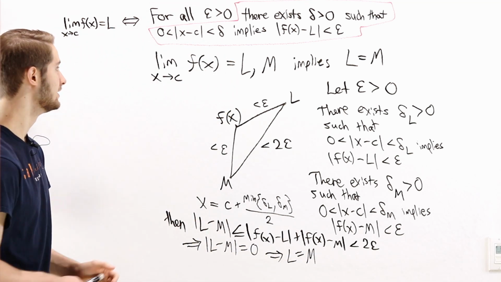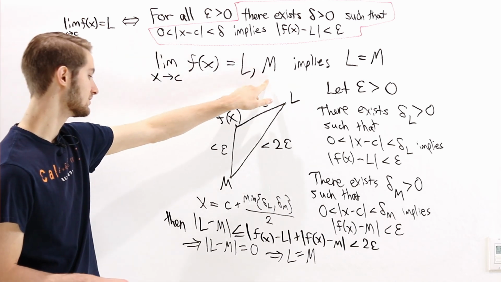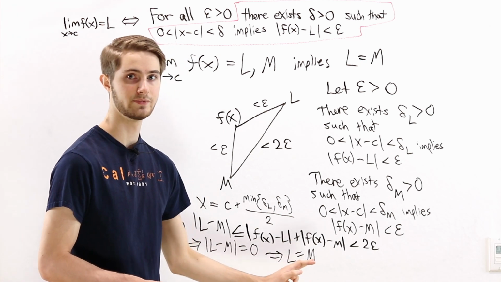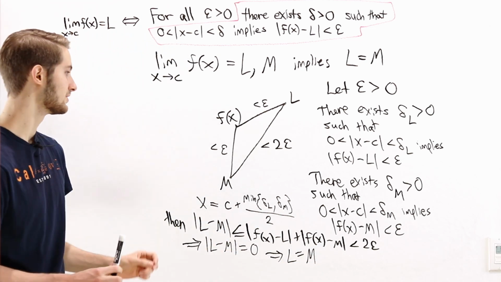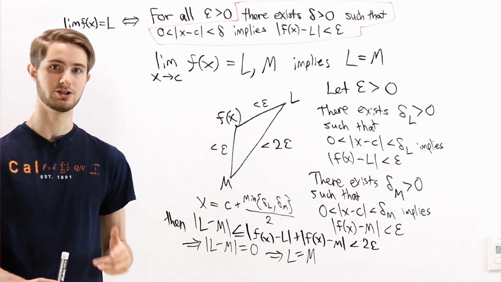So we started out by assuming that this limit of f of x equals L and it equals m, and we've said therefore L equals m. So we now know that limits are unique, and that is the power of the epsilon delta definition of the limit.